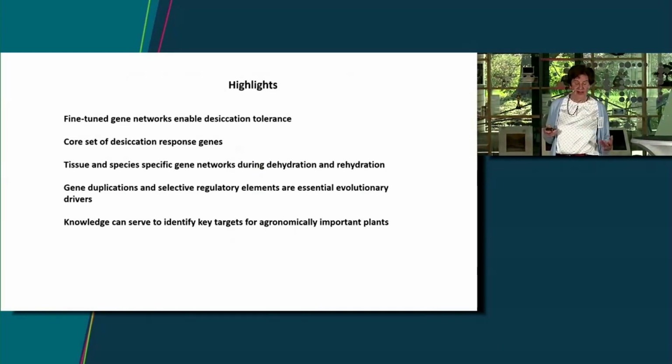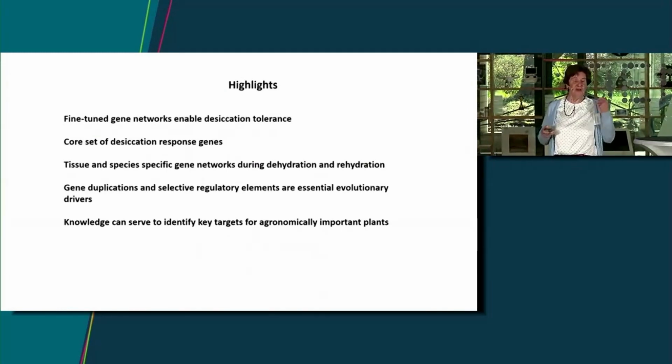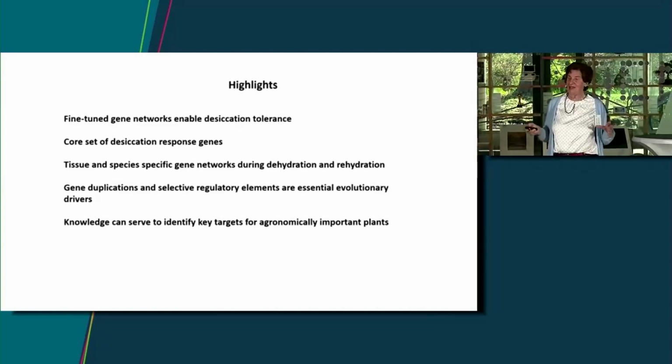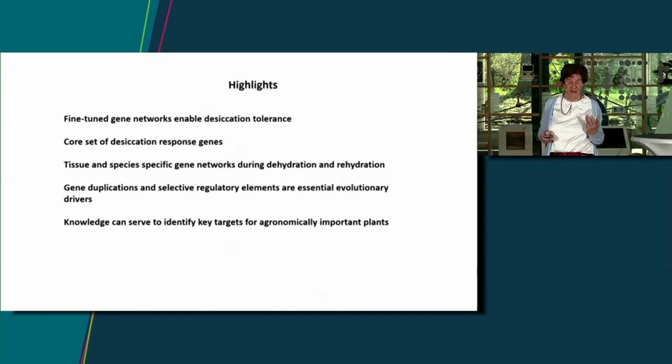namely that there is a fine-tuned genetic network which enables desiccation tolerance. It's not one gene, it's not a miracle strange gene, but it's a genetic network which is necessary. There is a core set of desiccation responsive genes. We also observe some differences if you look into the root and into the leaf tissue. So that also requires some more detailed studies because roots and leaves have different functions.